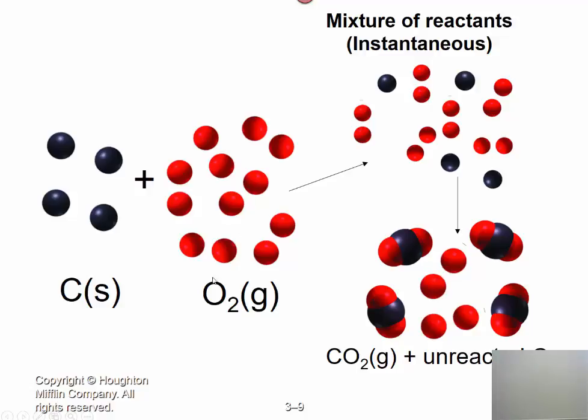Therefore, we know now that the oxygen gas is considered to be the excess reactant, which most of the time is considered that because it's found in the atmosphere. It's in air. The carbon is what's limiting. Once we run out of carbon, we no longer keep making carbon dioxide.